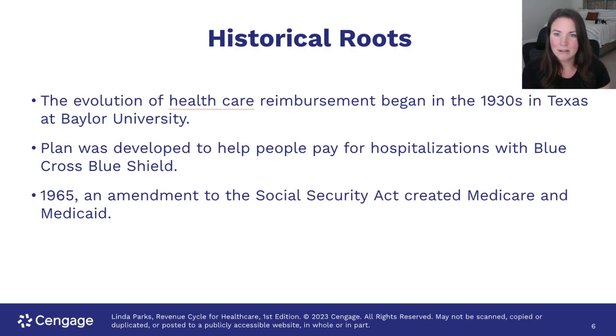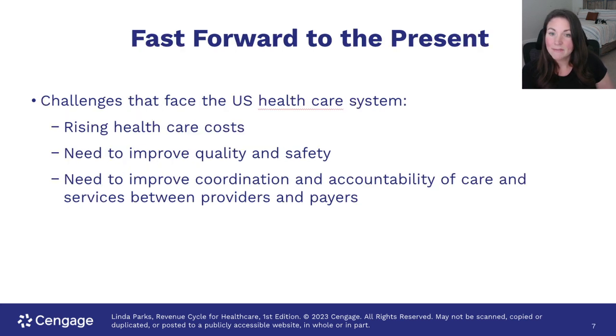So in 1965, the Social Security Act was amended to add Medicare and Medicaid. And that brings us to what we have today. But there are still a lot of challenges within the U.S. healthcare system, such as the rising cost of healthcare. Also, the need to improve quality and safety for patients. And also the coordination and accountability of care and services between providers and payers.